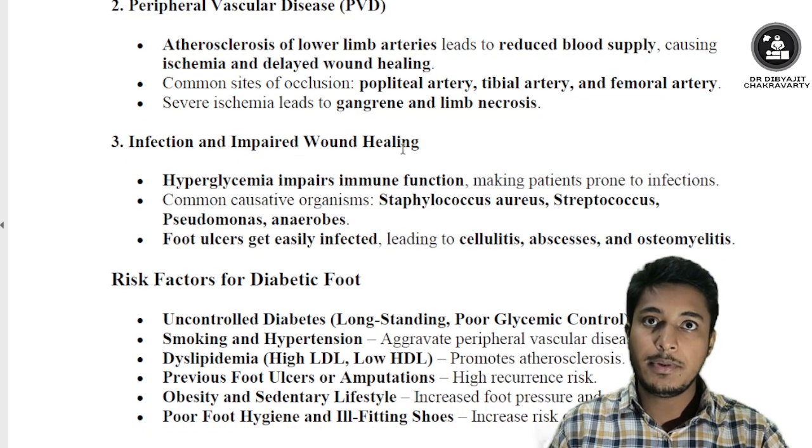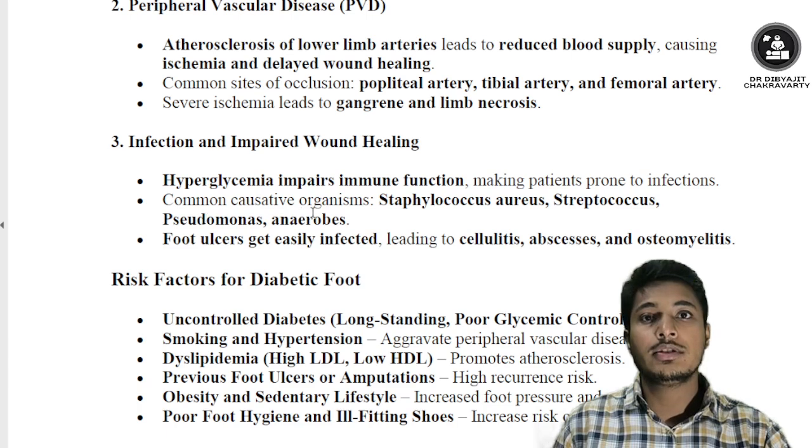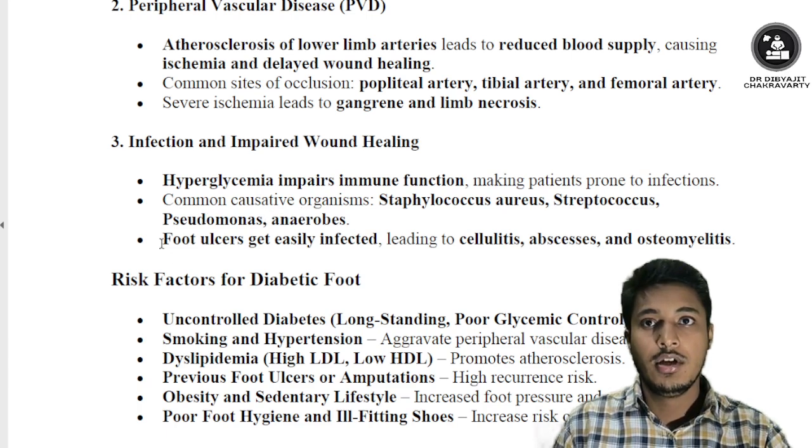Thirdly, infection and impaired wound healing. Hyperglycemia impairs the immune function, making the patients prone to infections. Common causative organisms being Staphylococcus aureus, Streptococcus, Pseudomonas, and anaerobes. Foot ulcers get easily infected, leading to cellulitis, abscesses, and osteomyelitis.